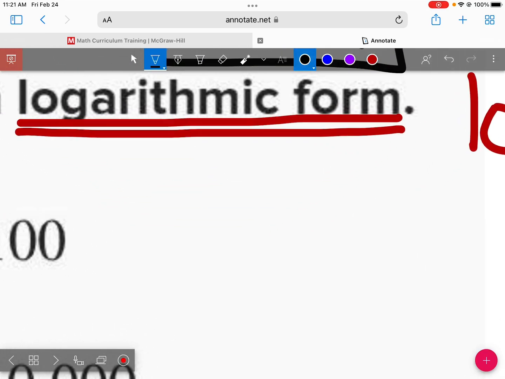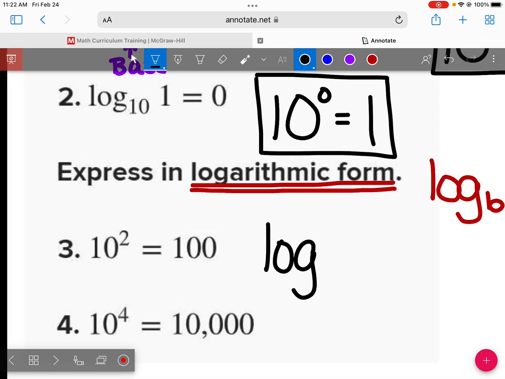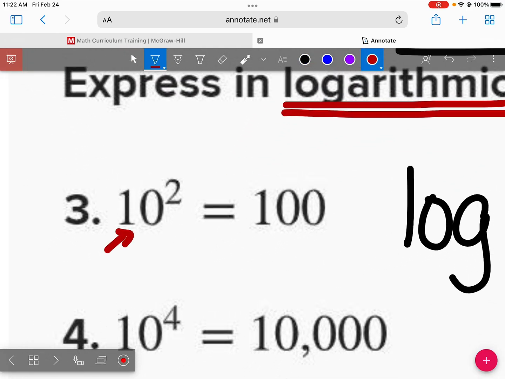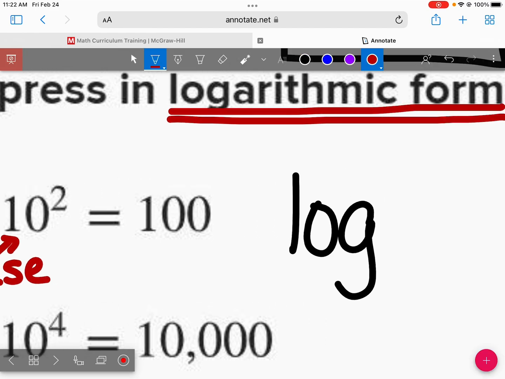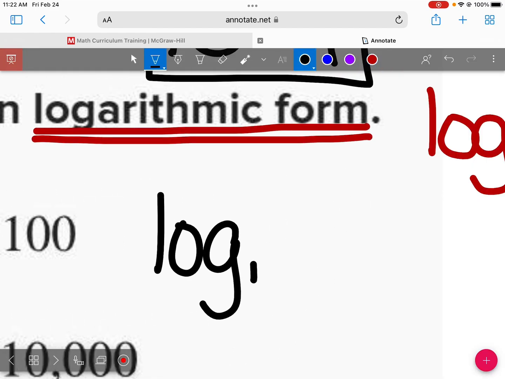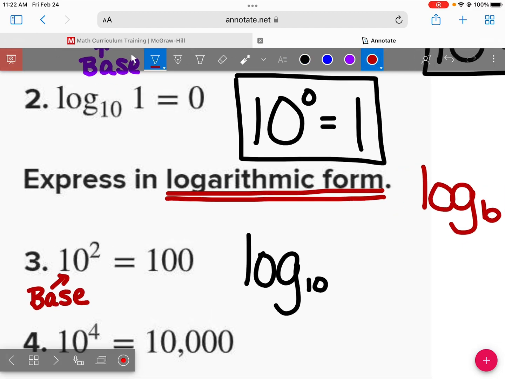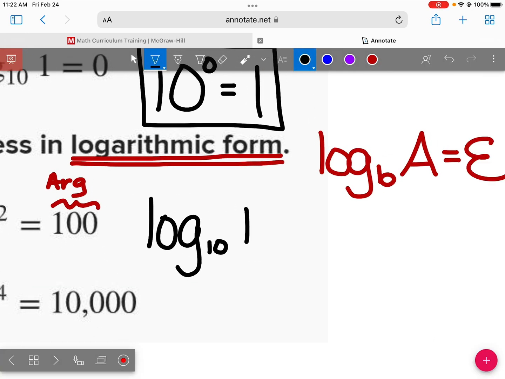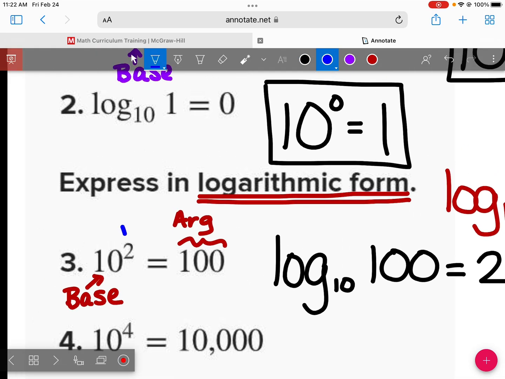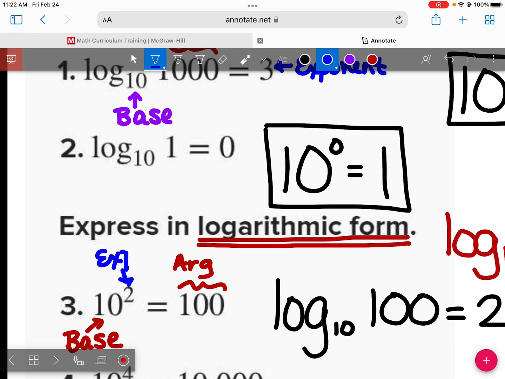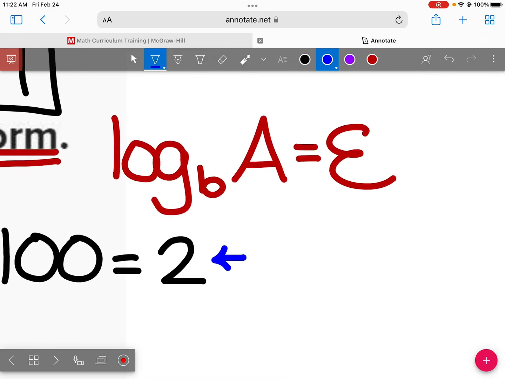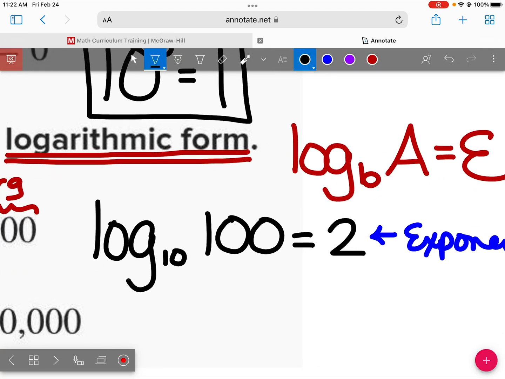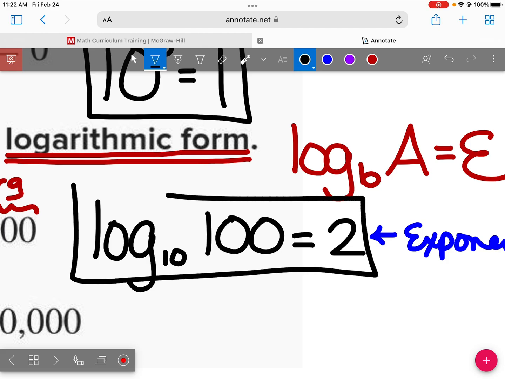So I have to start my answer with log. And then what is the base on this? 10. So log base 10, 100 is my argument, equals 2. Remember, the whole point of logarithmic form is to get the exponent on a side by itself. If the exponent is not on a side by itself, you have not written it in logarithmic form.